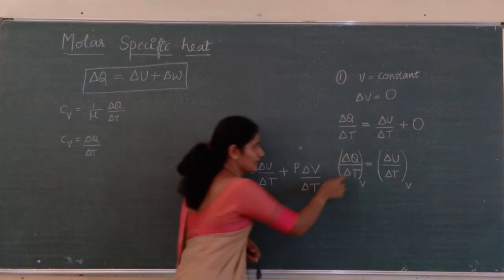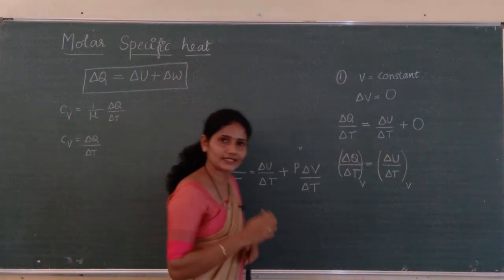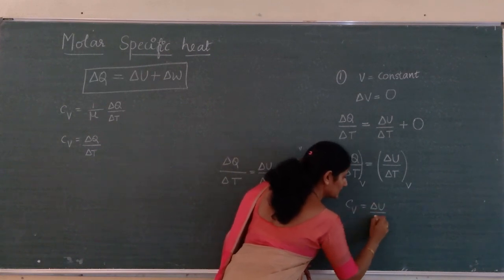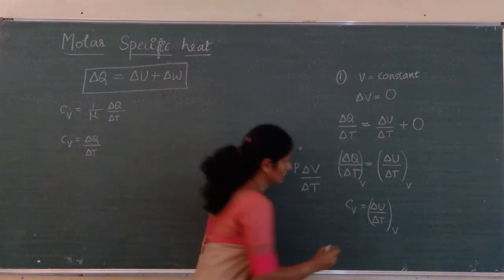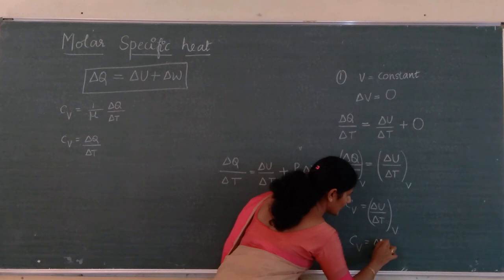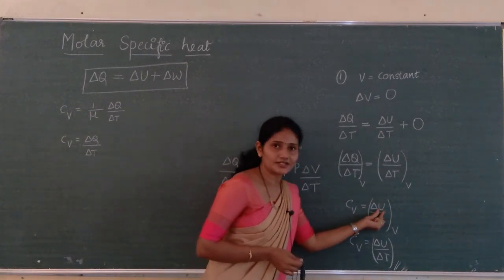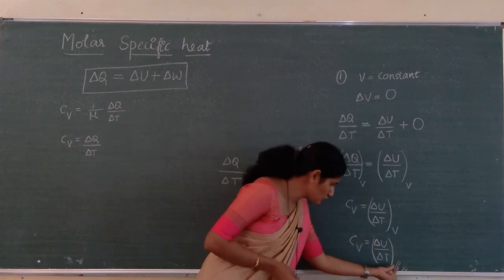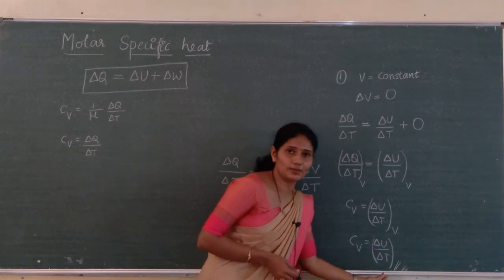So in this expression delta Q by delta T is nothing but Cv. So instead of delta Q by delta T, we can write Cv. So Cv is equal to delta U divided by delta T at constant volume. No need to write V here because the internal energy is independent of volume. It depends only on the temperature, so no need to write suffix V here. So Cv is equal to delta U divided by delta T.